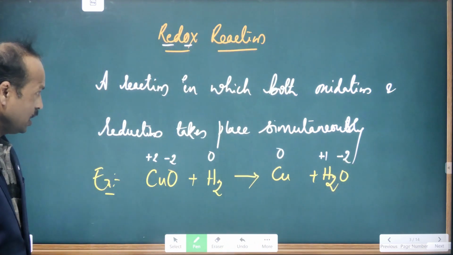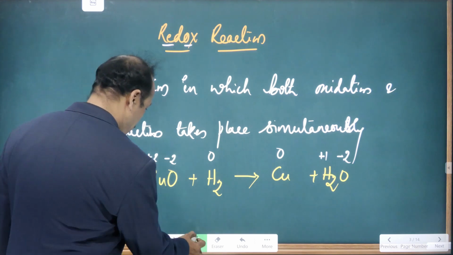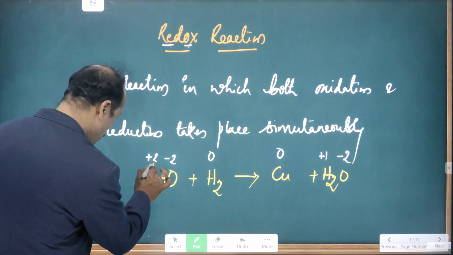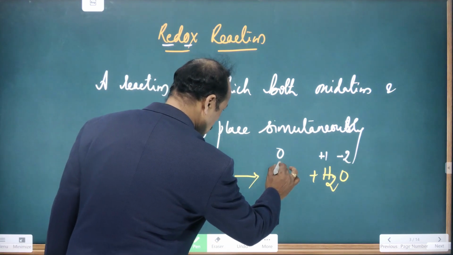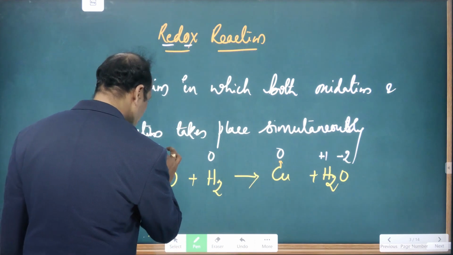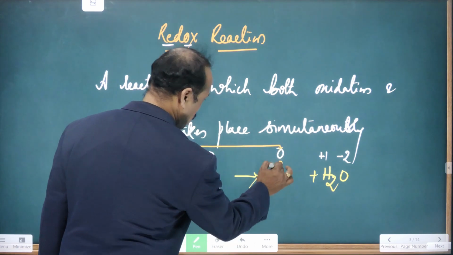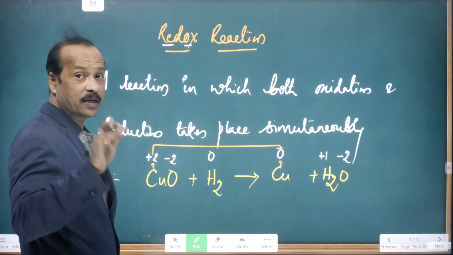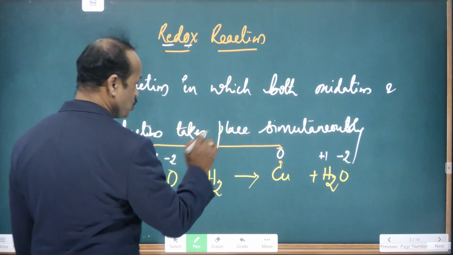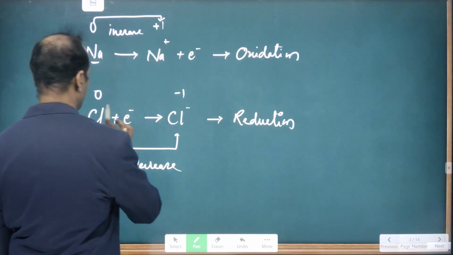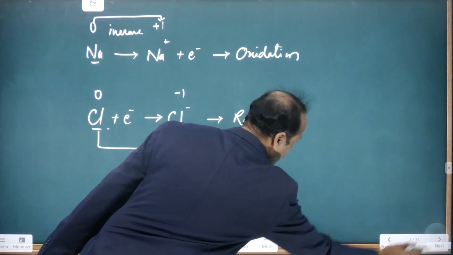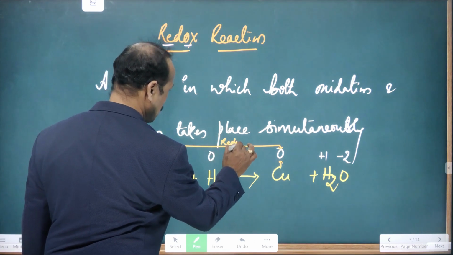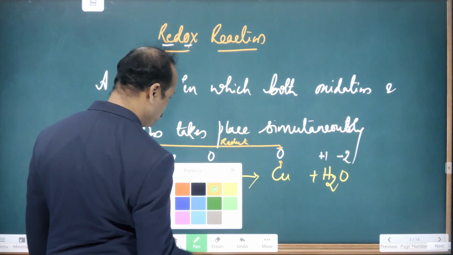Now see, students. Here copper's oxidation number is +2, and here copper is 0. So +2 to 0. The meaning is that the oxidation number is decreased, +2 to 0. Decreasing is called reduction. So a reduction reaction took place here, right? Now see here.